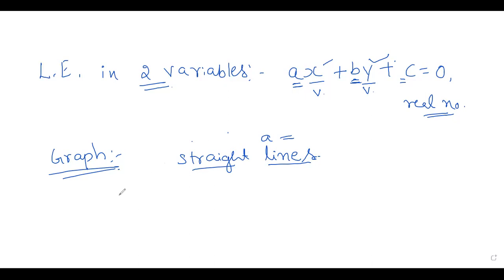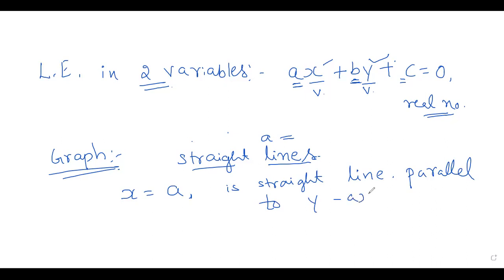And one more thing, the graph of the equation x is equal to a. You will not understand it if I say it now, I will tell you while doing the problems, just you understand it. X is equal to a is a straight line parallel to y-axis. So here y will be 0.